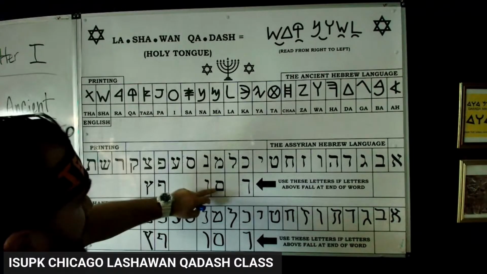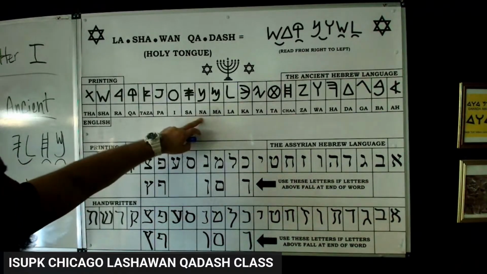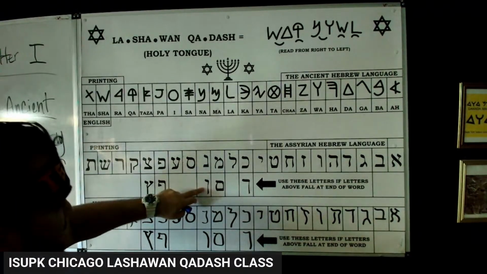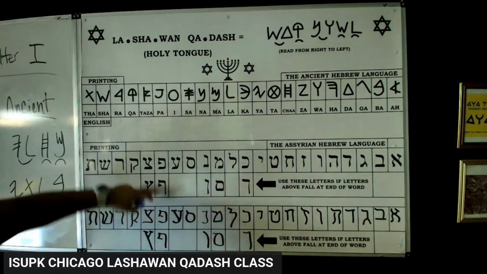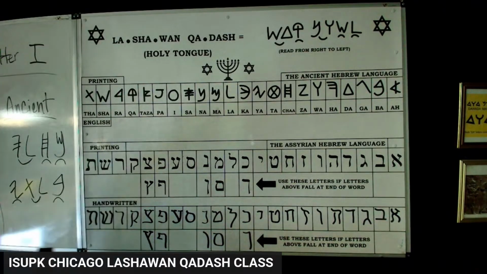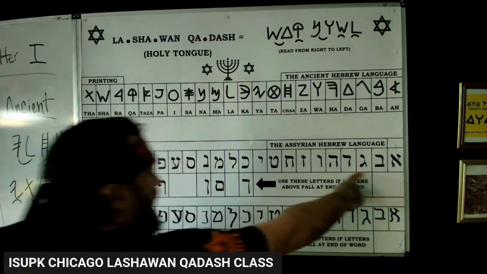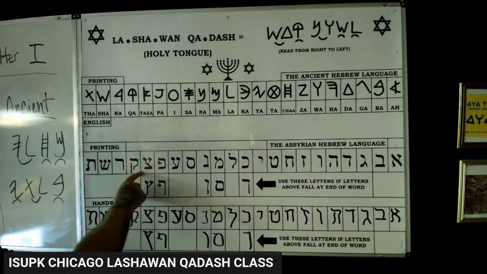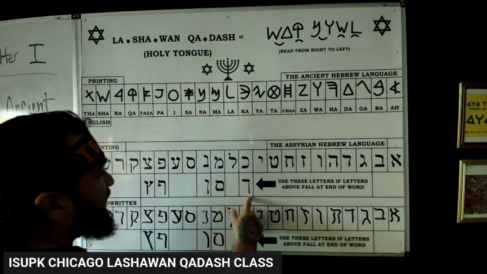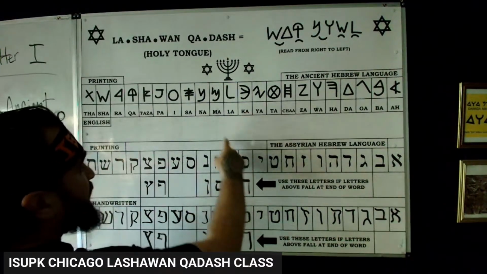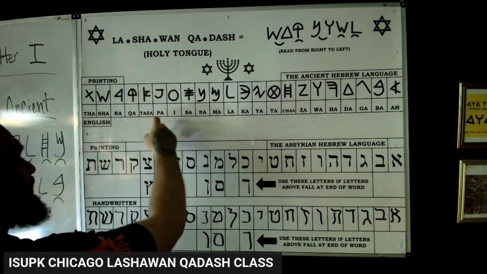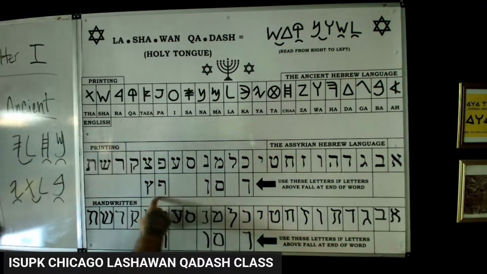If ma is at the end of the word, it'll be written like this. If na is written at the end of the word, it'll be like this. Pa, like this. Taza, like this. So, beginning of the word, this will be the inclusion of these five letters at the end of the word. You know what I'm saying?